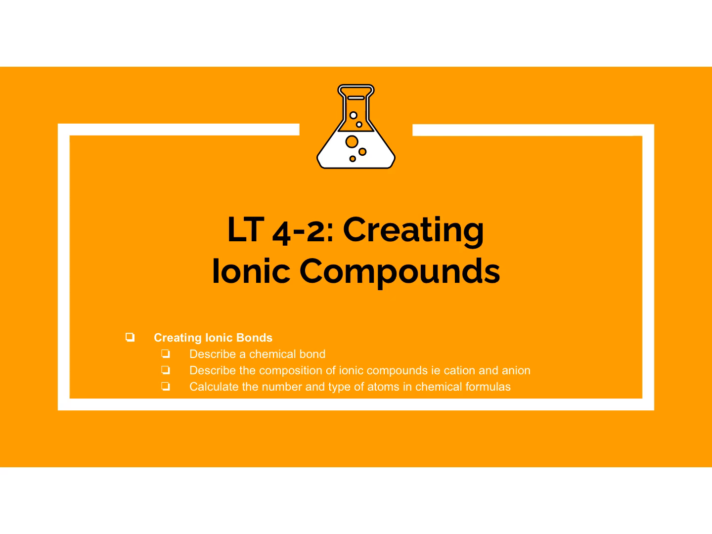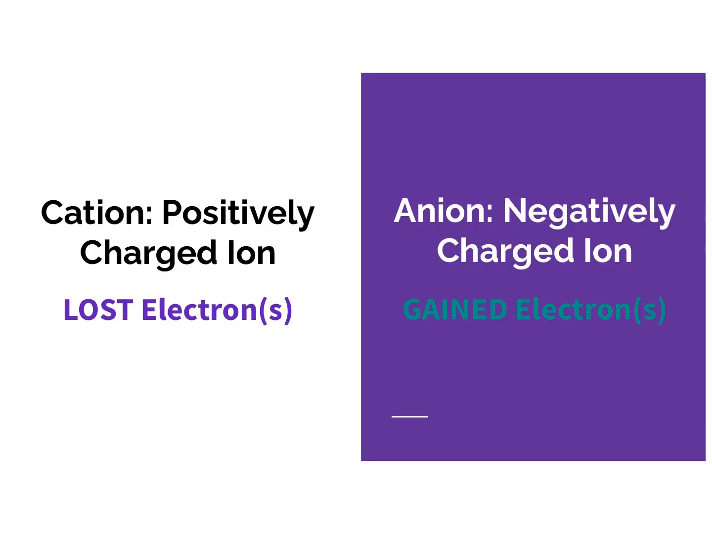Alright, so in this video, we are going to tackle learning target 4-2, which is creating ionic compounds. And we have all three of our learning targets broken down here. So we've already talked about this, but just to review, we've got something that is called a cation and an anion. The cation is a positively charged ion that has lost electrons. So it's become positive because it's lost that negative charge of the electron. And the anion is the exact opposite. It's a negatively charged ion because it has gained extra electrons, extra negative charge.